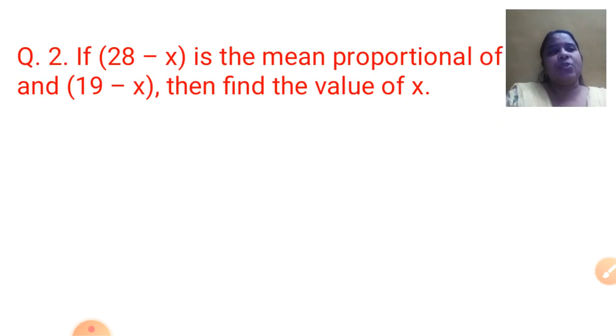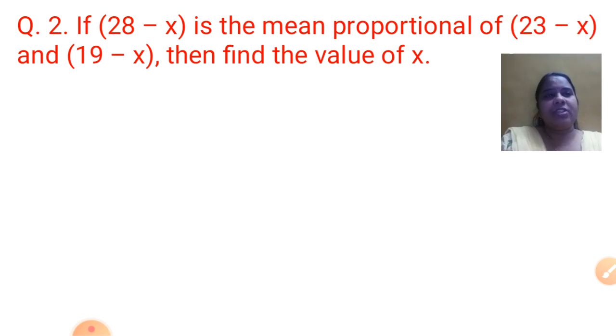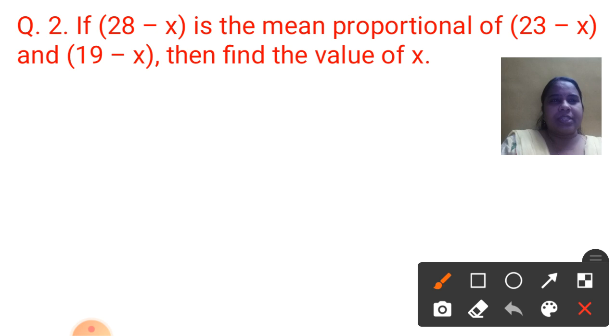If you have understood this sum, the next question is just the same as what we have done just now. See the second one. If 12 minus x, 28 minus x is a mean proportion of 23 minus x and 19 minus x, then find the value of x. Now this is actually 2 steps are solved in this. You don't have to assume anything in this. They have already done. You don't have to subtract anything as we did in the previous one.